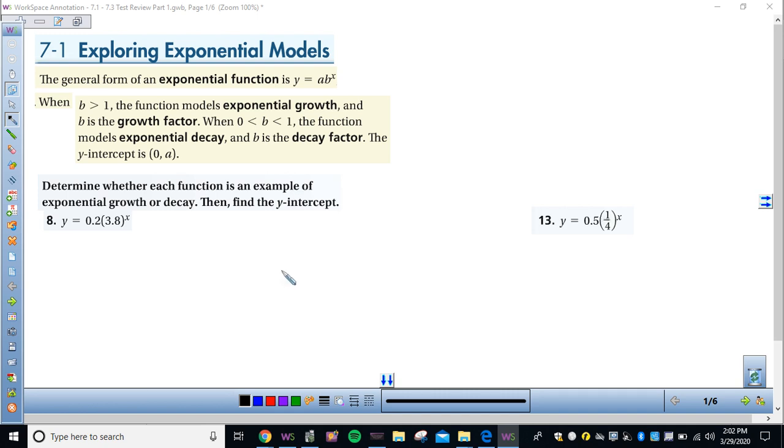Hello, Algebra 2 students. Time for part 1 of the test review, 7.1 through 7.3. So we're going to start with 7.1.